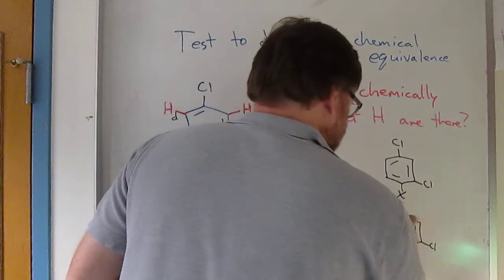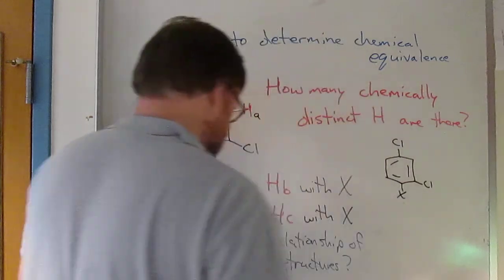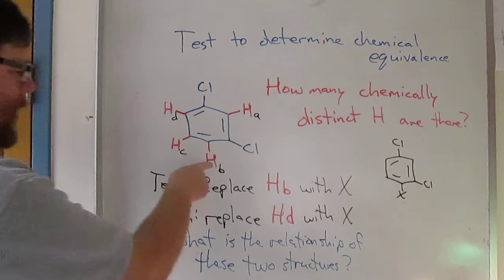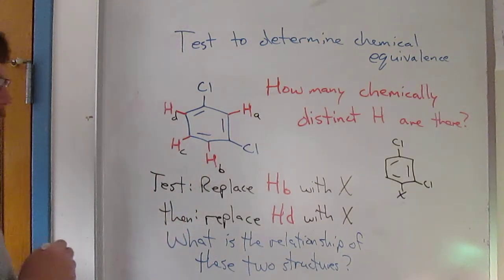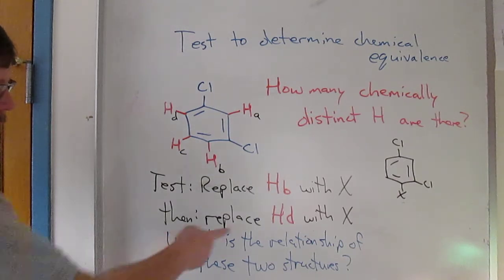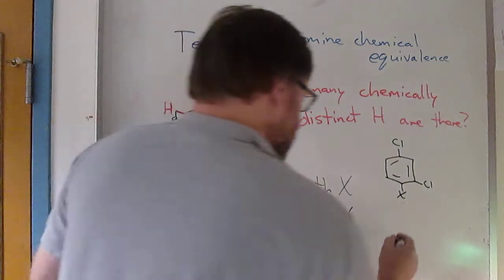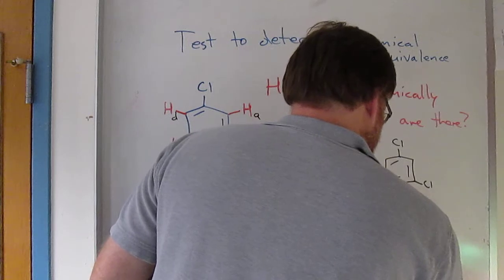All right, let's keep HB there. Let's do HB again. And now let's do HD instead. So let's compare HB and HD. Well, actually hit pause. Go away and draw what you'd get with HD. Replace HD with X, draw what you'd get, and see if you can determine the relationship of HB and HD. Okay, so here's what you get.